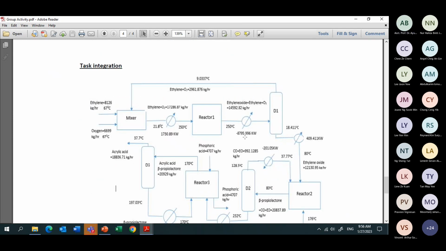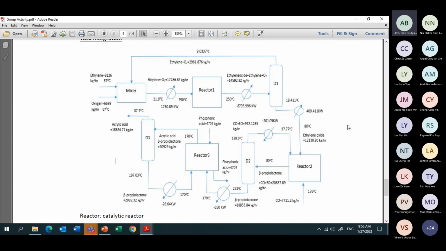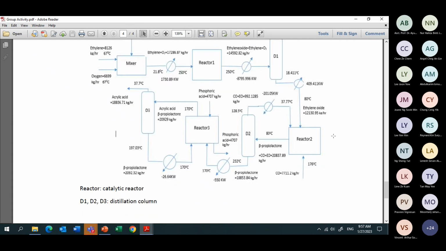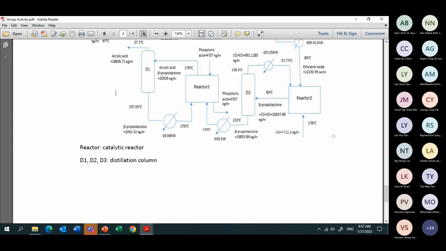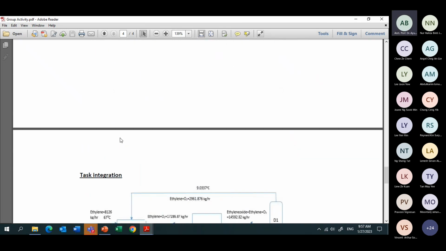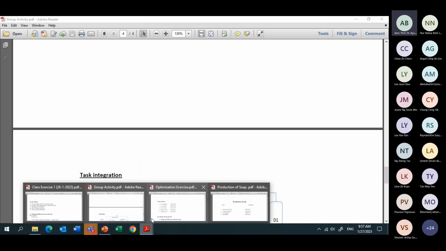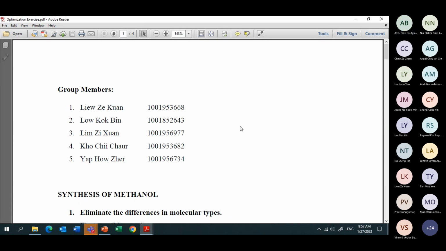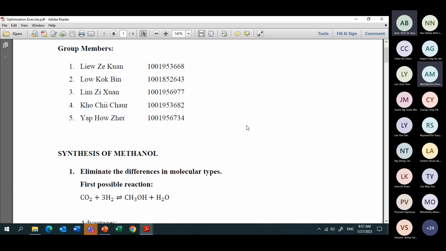Okay. For the task integration, identify the unit operation that is suitable to be used. Okay, good job, Group Grijayu. Thank you for that. Now we move to Laser Kwan. Miss, where should I submit the exercise? To my team chat. Okay.